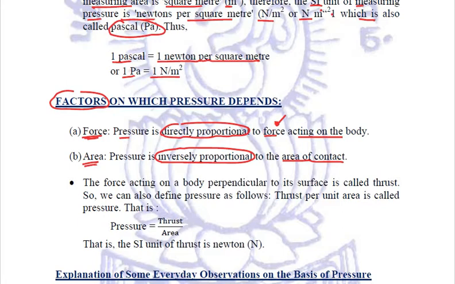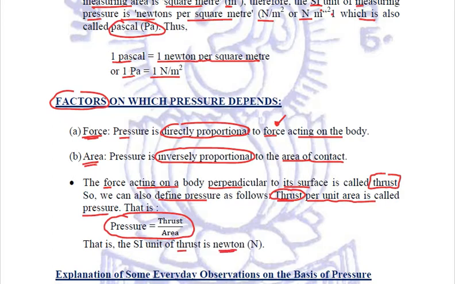One more thing that we need to relate is that the force acting on a body perpendicular to its surface is also known as thrust. So we can also define pressure as thrust per unit area. Instead of writing force, we can write thrust also. So the pressure is equal to thrust upon area, and the SI unit of thrust is also Newton.